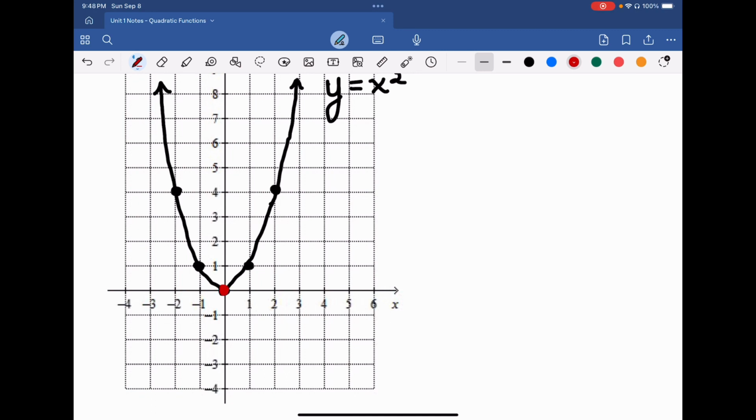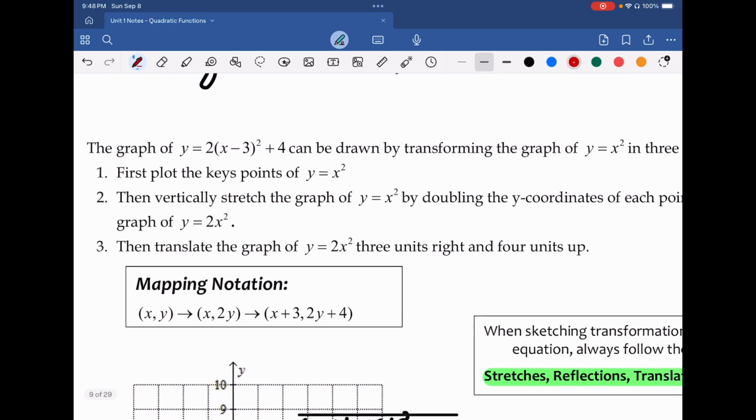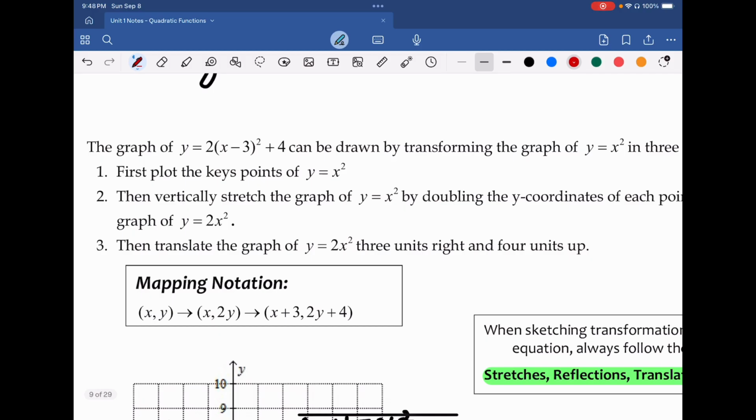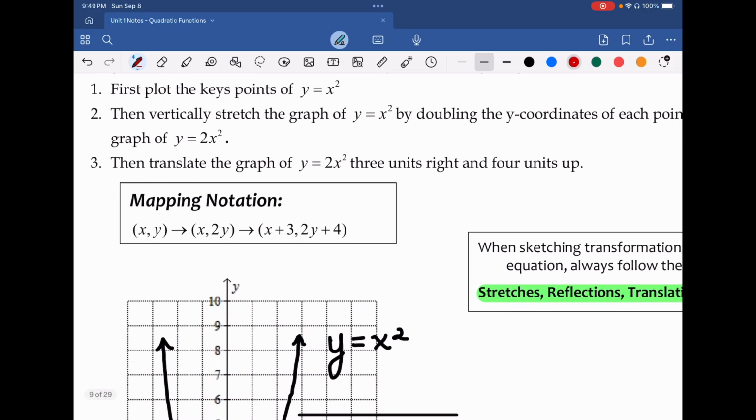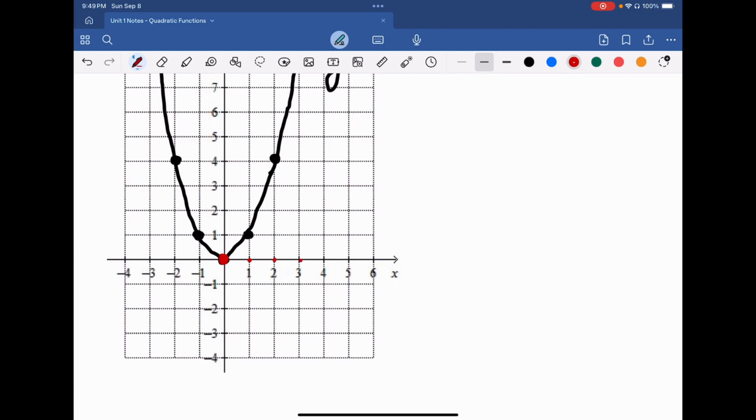But now I think, oh, is there reflection? Nope, because there was no negative out front of this function here. So no negative a value means it does not get flipped, or there is no reflection about the x-axis. We know it went 3 units to the right, so I'm going to go 1, 2, 3. And then I'm going to go 4 units up because it was translated 4 units in the positive direction. So this is where our new vertex is.